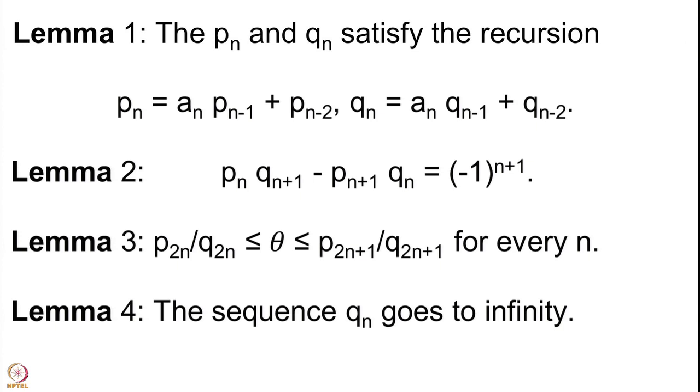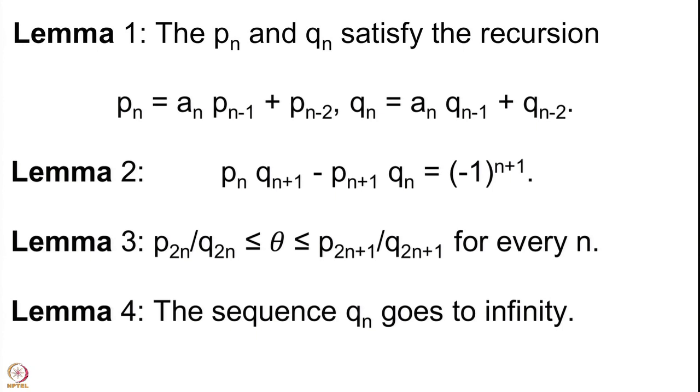So, once again let me recall those lemmas for you: that Pn and Qn must satisfy a recursion, the distance between two successive convergents, that theta is sandwiched between the successive convergents, and that the sequence Qn goes to infinity. So, let me remind you that we have first assumed these lemmas and then proved the theorem. So, we went in the reverse direction to what we actually did in the proof of the quadratic reciprocity law. Let me employ the reverse direction here also. So, these are the 4 lemmas that we need to prove.